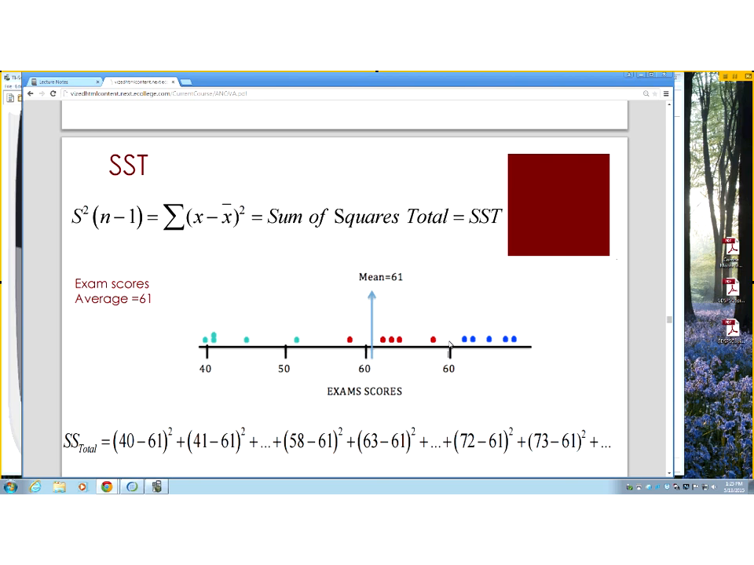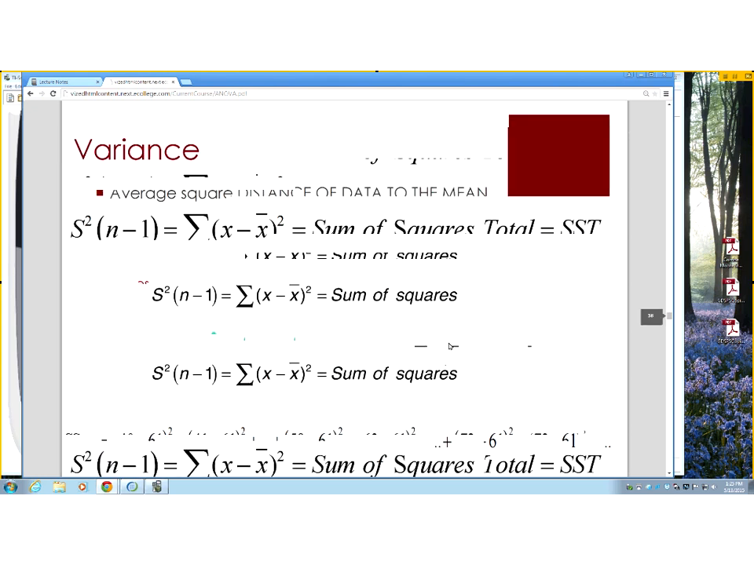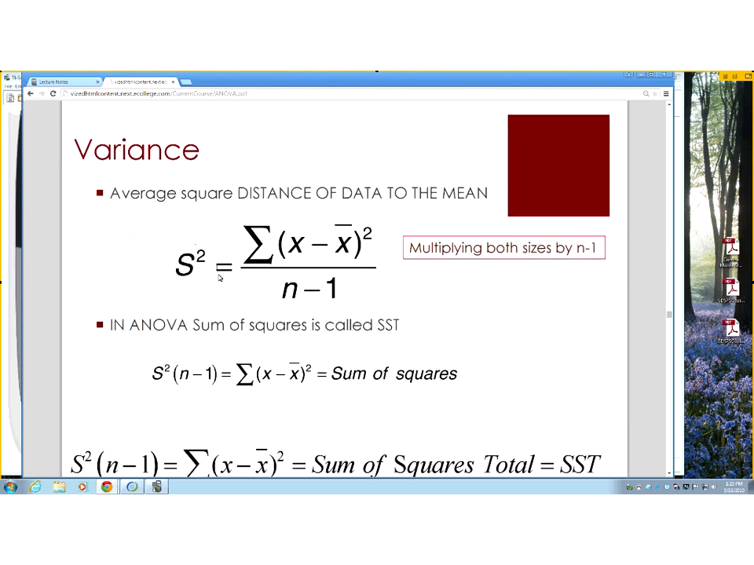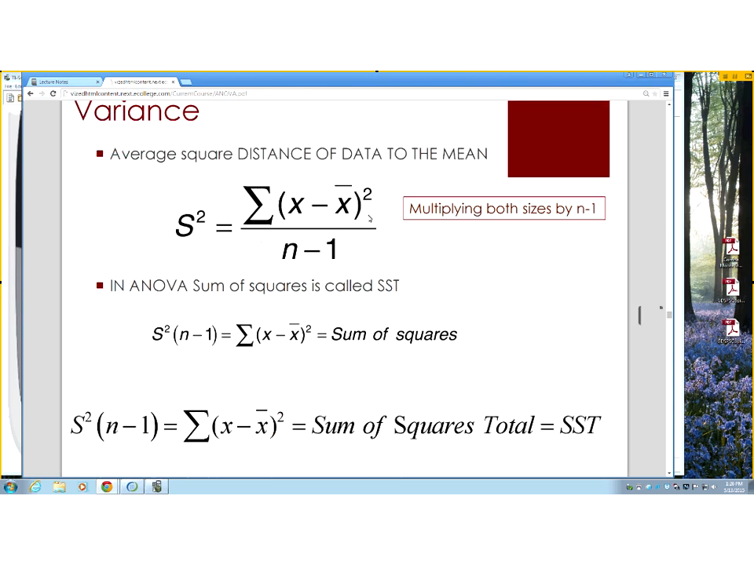What we're going to start measuring is, you remember about variance, and we had a formula for variance. That was back in the earlier chapters, chapter 3. The average square distance of data to the mean, that's what we called our variance. Now, the formula for variance is right here. In ANOVA, the sum of squares is called the SST, sum of squared total. That's obtained from our variance formula. If you multiply both sides by n-1, you get that. So those two are the same.